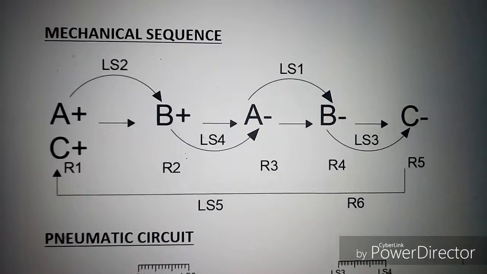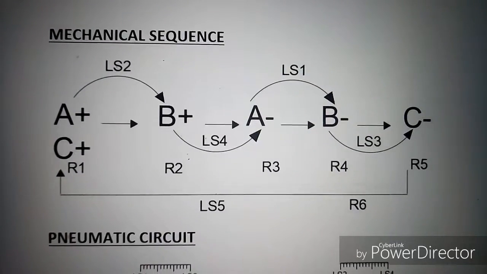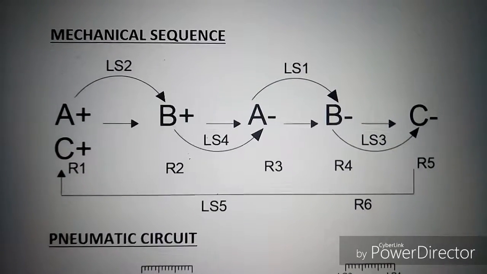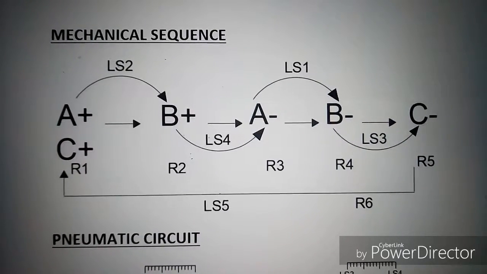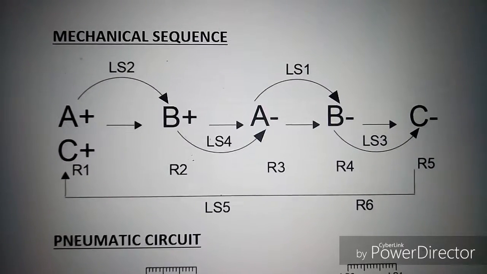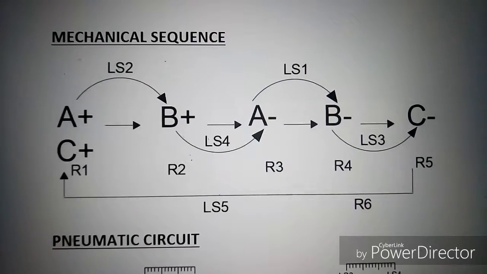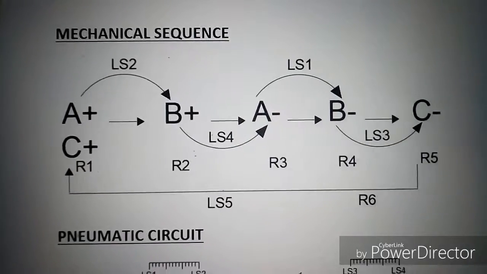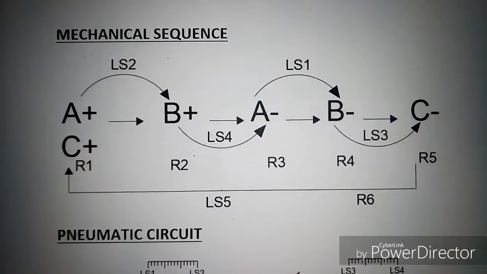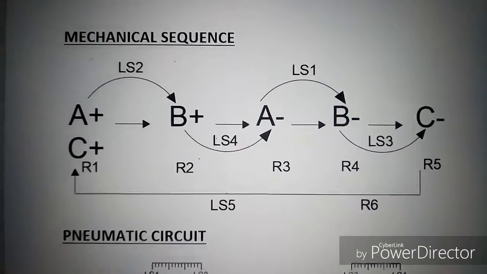R1, R2, R3, R4, R5, R6 are relays. But in the PLC program, relays are replaced by memory bits, or the letter M, in order for the PLC to understand the relay.